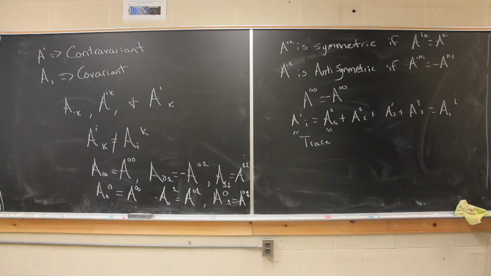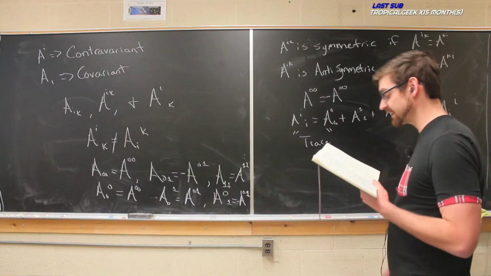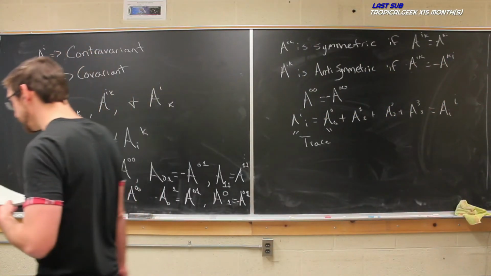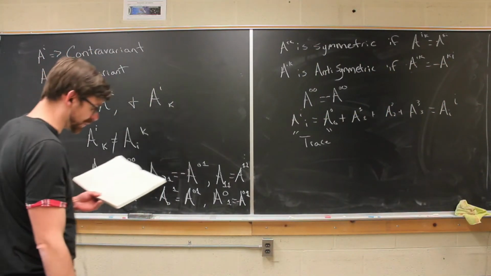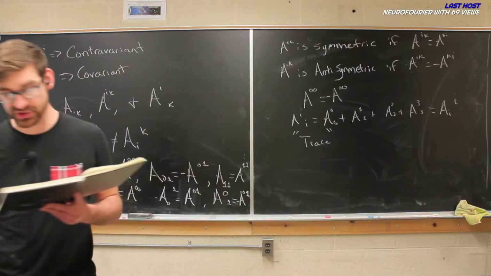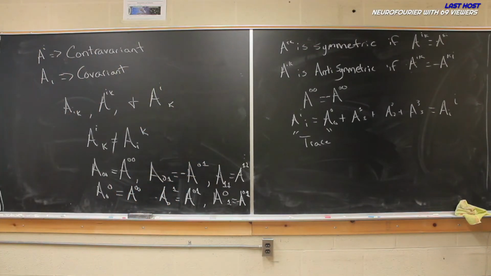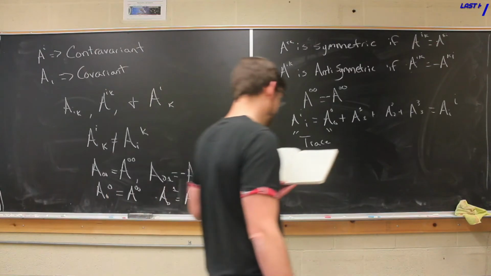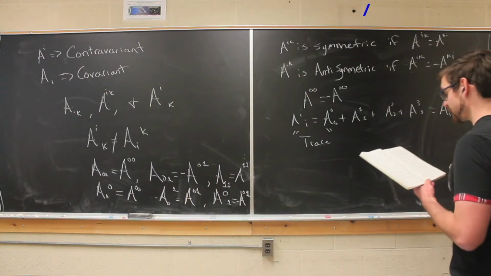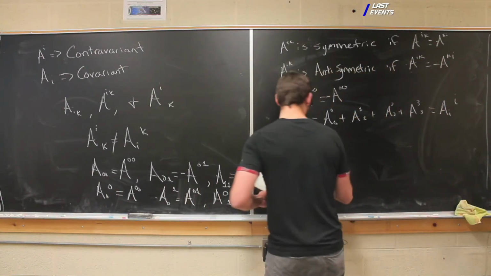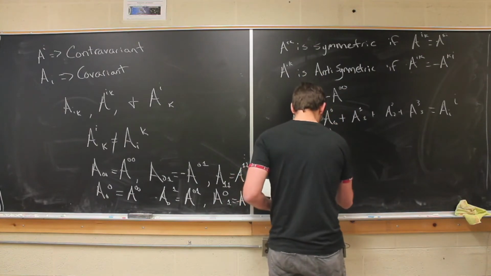Okay. Then we're going to talk about contracting indices. Contracting indices reduces the rank of a tensor by 2. Really what we want to do when we have a contraction of indices is ultimately get rid of that index. But let's just write out some examples of contracting indices.